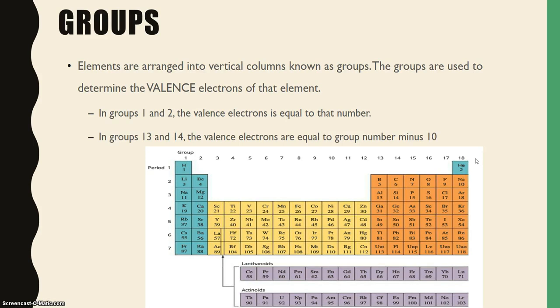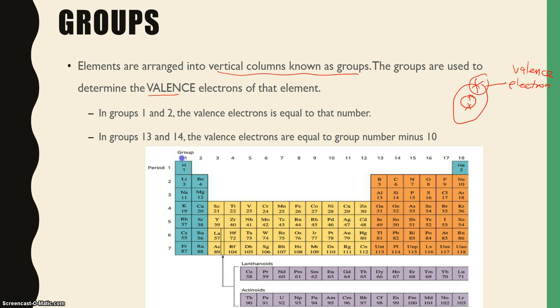We're going to talk about groups now. Elements are arranged in vertical columns, known as groups, as I already mentioned, and these groups are used to determine the valence electrons in that element. So whenever you have an element, here are the electrons. The one on the outside, that electron here, is called a valence electron. It's the outer shell electron.